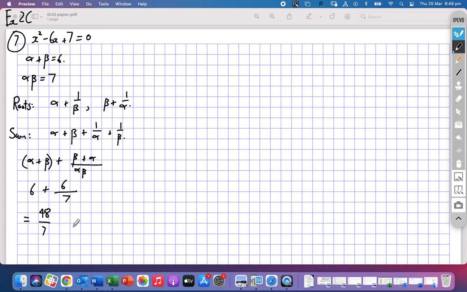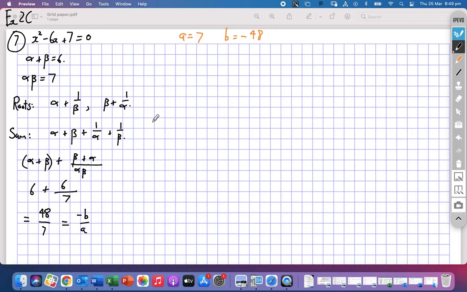That's the sum. Now recall that sums of roots are minus b on a. So what I'm thinking at the moment is that the a term is most likely a 7, right? And the b term is most likely a minus 48, right? But we're going to need to do the C on A. We need the C term anyway, and then we can confirm if that's the case or not.